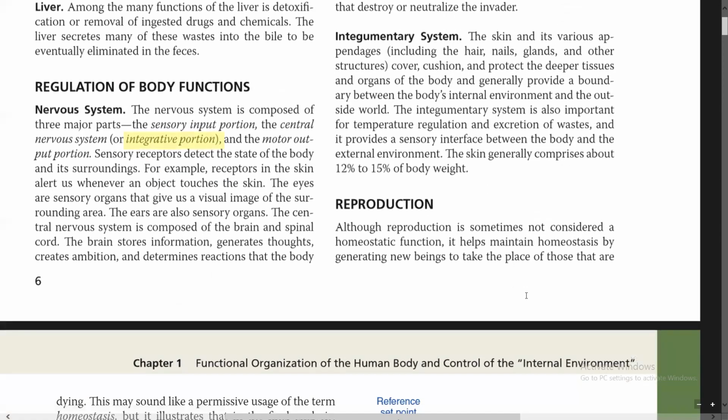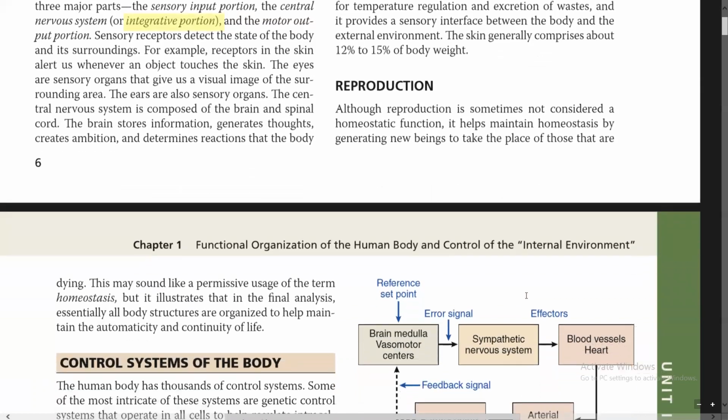Now let's talk about reproduction. Although reproduction is sometimes not considered a homeostatic function, it helps maintain homeostasis by generating new beings to take the place of those that are dying. This may sound like a permissive use of the term homeostasis, but it illustrates that in the final analysis, essentially all body structures are organized to help maintain the automaticity and continuity of life.